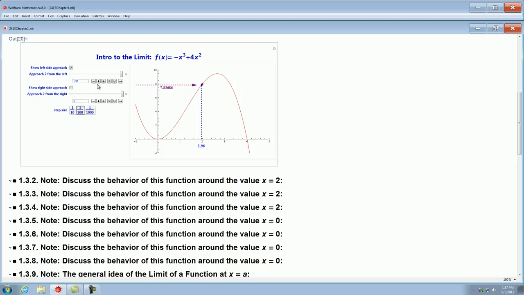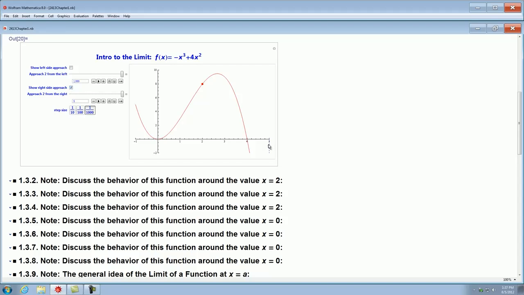Now let me get real close, 1.99. So it's real close, 7.9598 is how close I am to 8. Now, even finer, I'm going to step by 1/1000. So as you can see, 1.995, I'm getting closer and closer to the value of 8. And of course, at 2, it is 8, but that's not what the limit's about. The limit is about what's happening as you get close to 2. I'm close to 8.